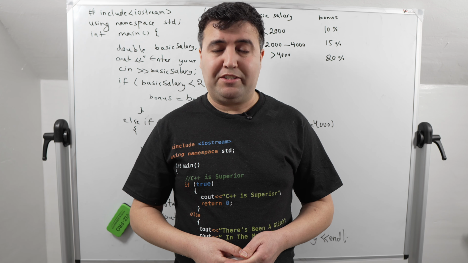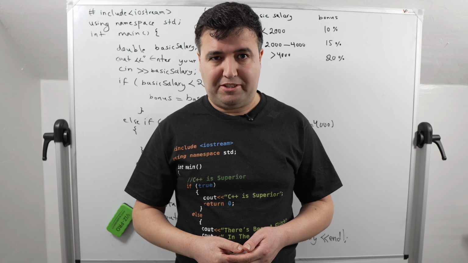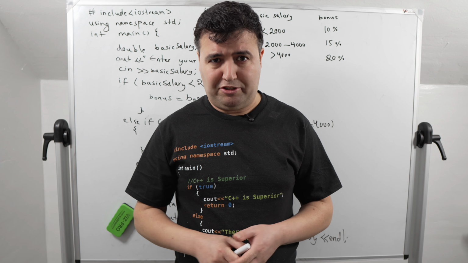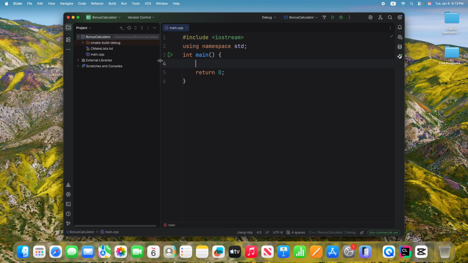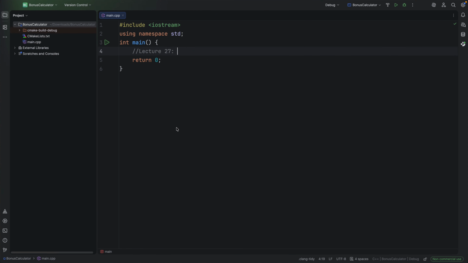Now it's time to write this program on our computer. So let's go and write this program in our systems. Hello, I'm back on my computer. So let's open our IDE. We are on lecture 27, and we write another program in C++ using else statement, which is a bonus calculator.